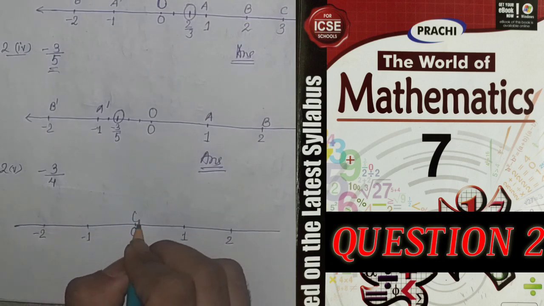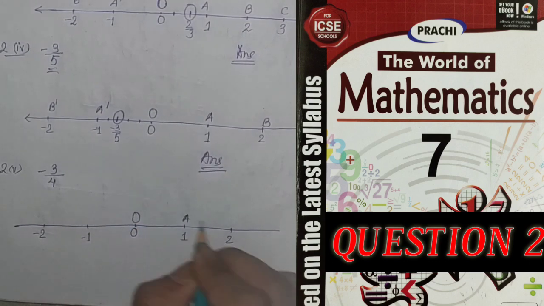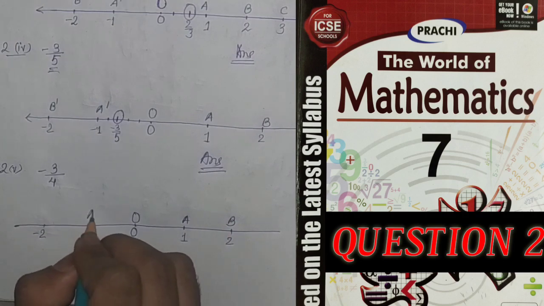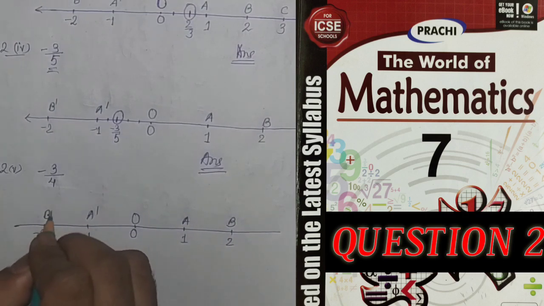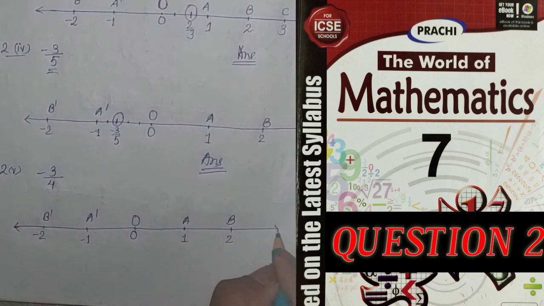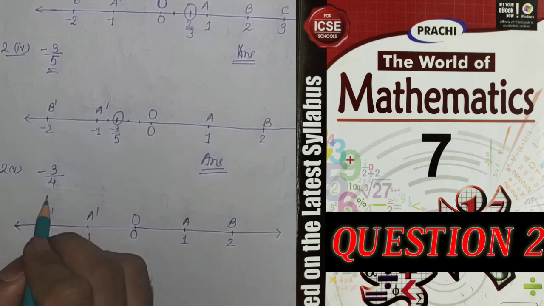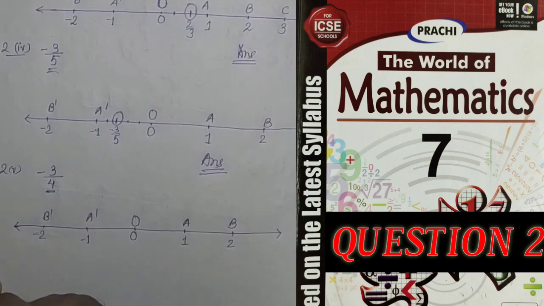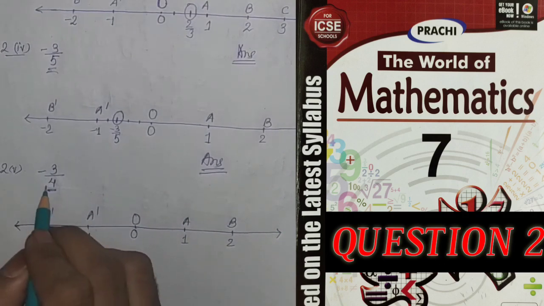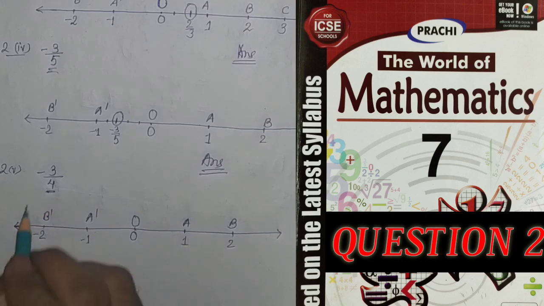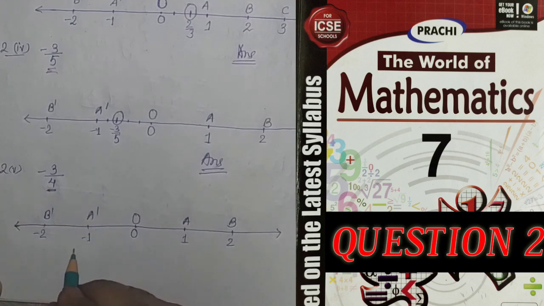Okay, here we can write the point name O. This is A and this is B, and on this side this is A1 and this is B1, and the number line continues. Here the denominator is 4. It means this will be under 1. Minus 3 by 4 is in the negative direction.